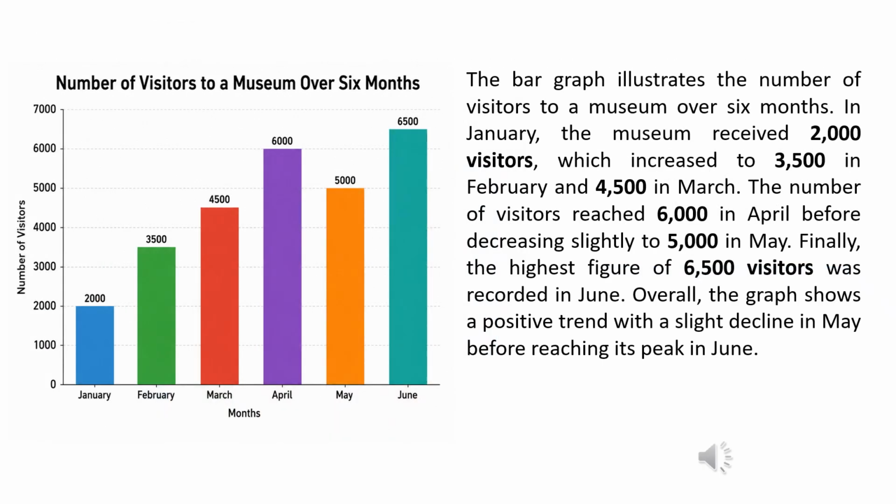The bar graph illustrates the number of visitors to a museum over 6 months. In January, the museum received 2,000 visitors, which increased to 3,500 in February and 4,500 in March. The number of visitors reached 6,000 in April before decreasing slightly to 5,000 in May. Finally, the highest figure of 6,500 visitors was recorded in June. Overall, the graph shows a positive trend with a slight decline in May before reaching its peak in June.